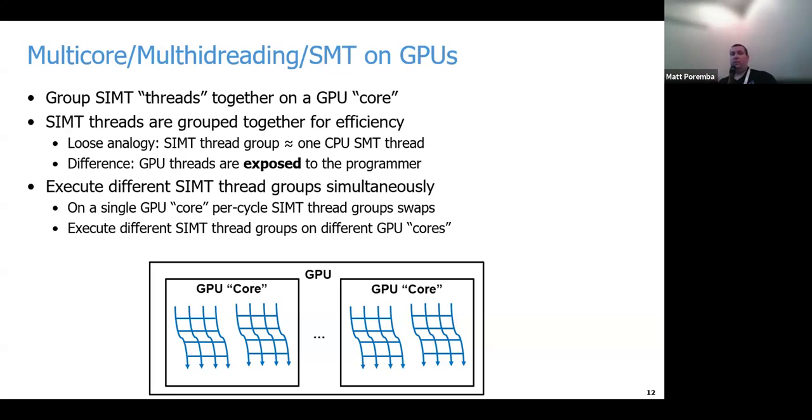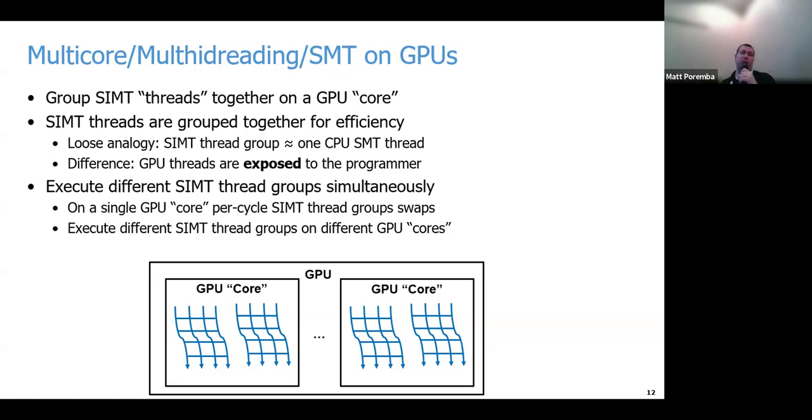A little bit more detail about how this idea works. I mentioned we're going to have, say, millions of threads on a GPU. We're not actually going to have all million of them run as one big group. We're going to create smaller subgroups that we group together and run on a core in the GPU, and we do this for efficiency. So the loose analogy here is that one SIMT thread group is roughly the same as a single SMT thread on the CPU. The difference, though, is that these threads are explicitly exposed to the programmer, unlike with CPU SMT or hyperthreading support, where they're kind of hidden under the hood by the OS.